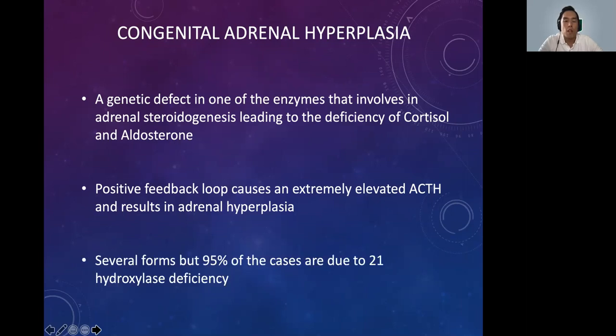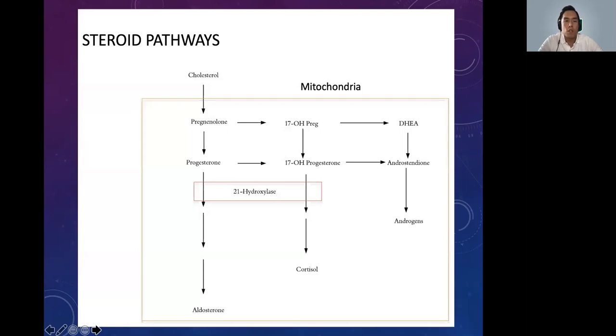As we all know, there are many forms, but 95% of the cases are due to 21-hydroxylase deficiency. This is the most simplified steroid pathway. Cholesterol is a precursor of all steroids. Cholesterol has to be transported into mitochondria and converted to pregnenolone. Pregnenolone then becomes progesterone, which is a precursor of aldosterone. Progesterone itself will be converted to 17-hydroxyprogesterone, which is a precursor of cortisol. At these steps, the 21-hydroxylase enzyme is a common enzyme used in both pathways.